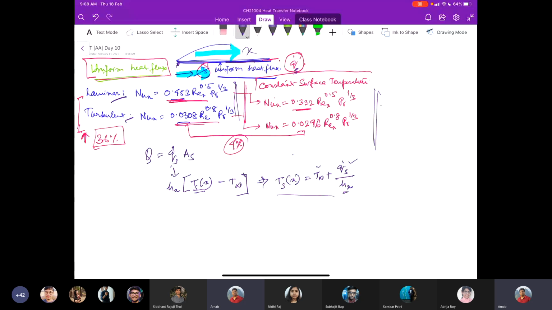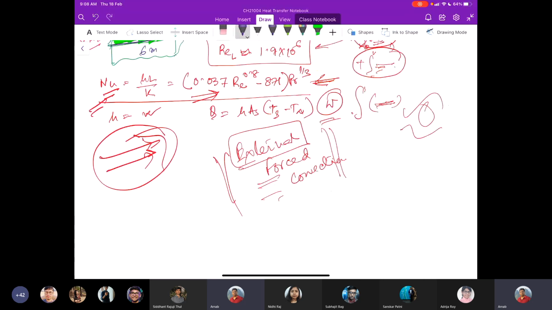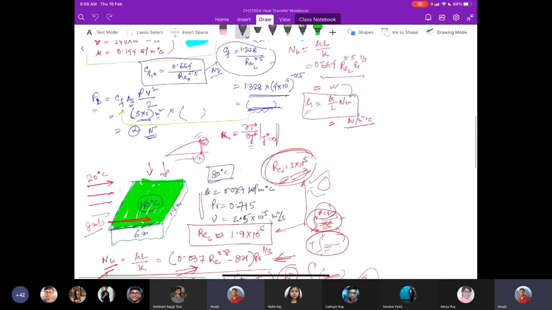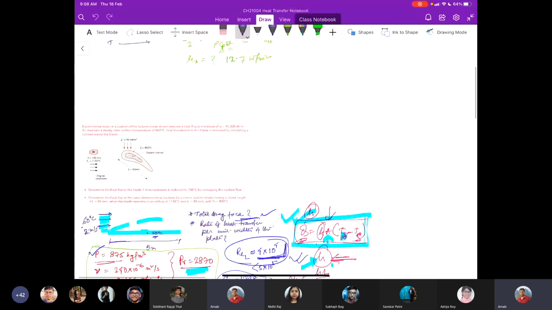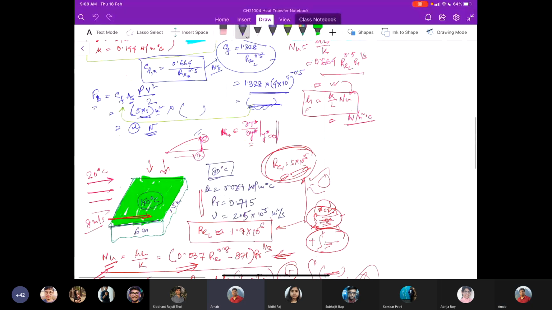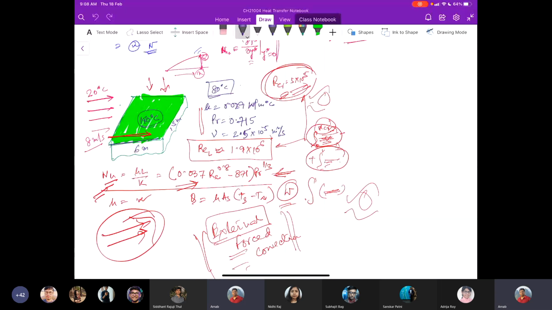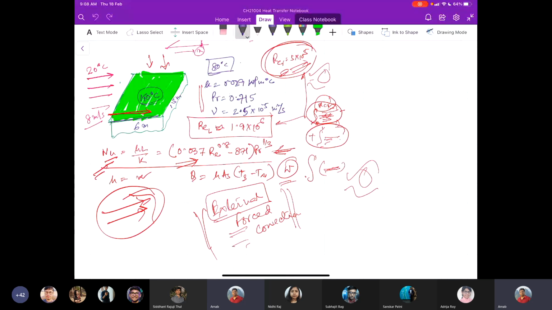So all the scenarios that we have learned were for the flow over a flat plate. And the problem that we did also dealt with a similar case, where we had a flat plate of known dimension, and air was flowing. So we saw which correlations we had to apply and how to get the heat transfer rate, the heat flux.